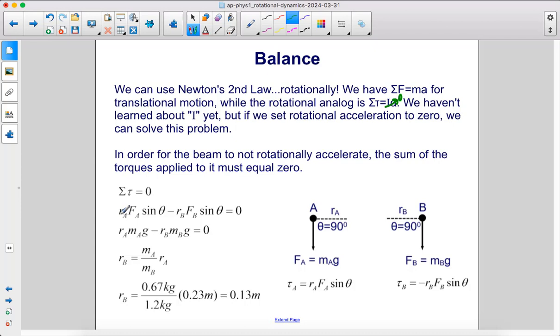So we have one torque that's positive, the other torque is negative. And remember, to turn a force into a torque, we need R and we need sine theta. So you have your force, you have your distance from the fulcrum or the pivot point, and we have our angle. Now our angle is 90 degrees for both, and that just becomes 1. So that's just 1. But you can see that we have our force, which is mg, times its distance from the fulcrum. So we simplify and we get 0.13 meters. You can see that if you have a larger mass, you have to move it closer to the pivot point to make up for that.